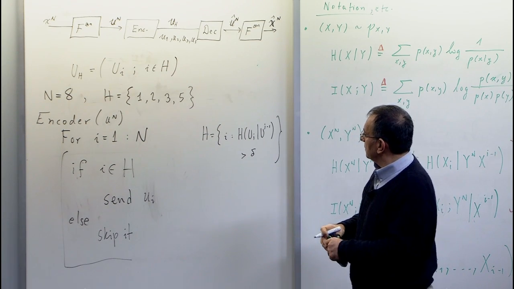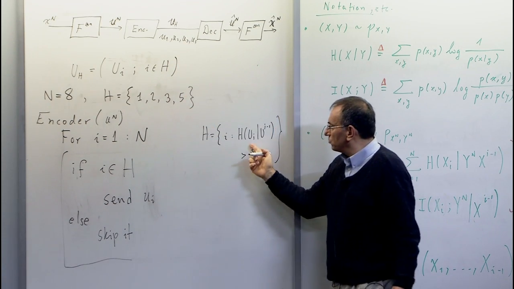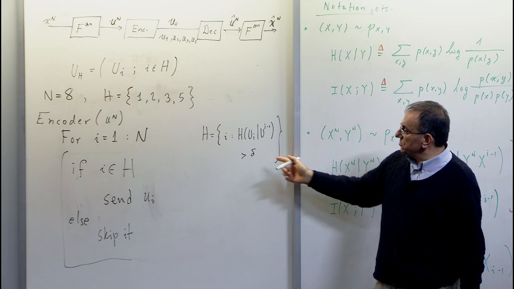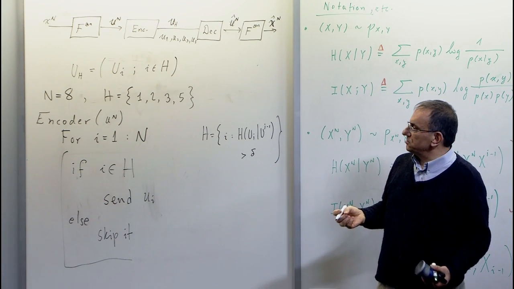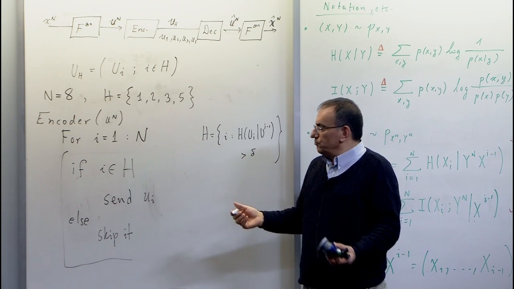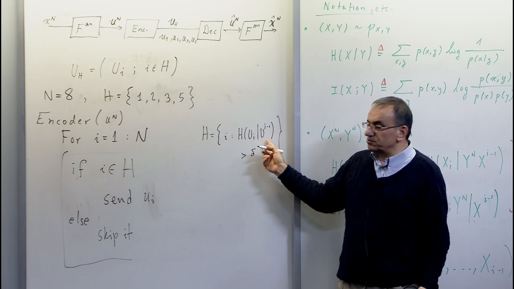The coordinates that are missing from here are the ones for which the conditional entropy is less than delta. If the conditional entropy were zero, what would it mean? It would mean that u_i would be a function of the previous u's.